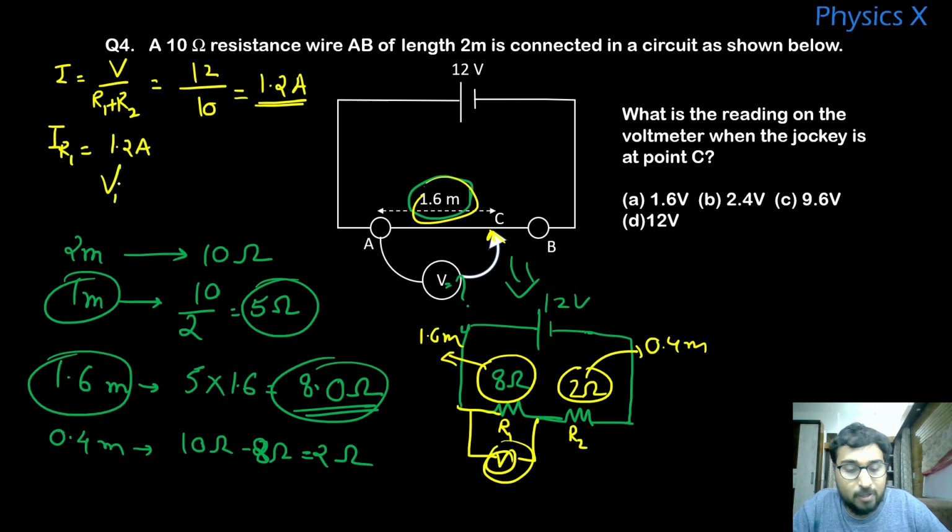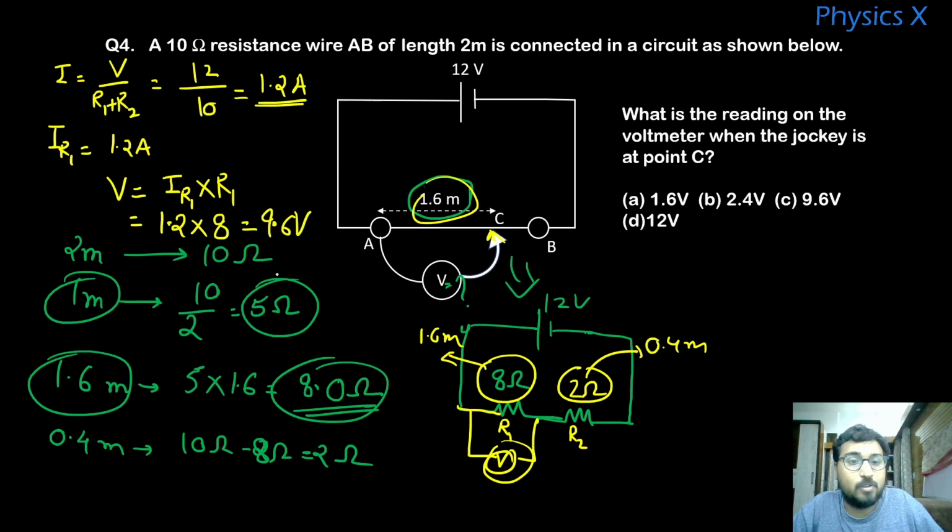Now the value of V will be I R1 into R1. So this is 1.2 into the R1 value, which was 8. This comes out to be 9.6 volts. Clear? So the answer is 9.6 volt will be the voltage across it.